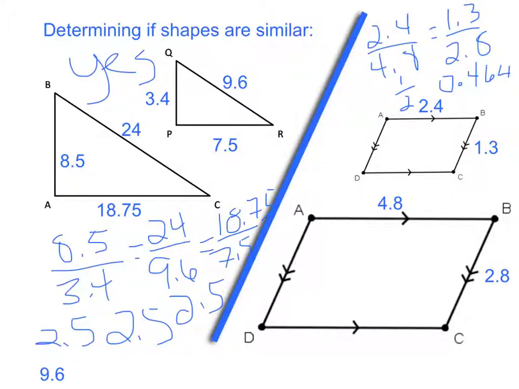When we create the proportion of our corresponding sides, we get 2.4 over 4.8 is equal to 1.3 over 2.8. When we reduce our fractions, we get 1/2 and 0.464. 1/2 is not equal to 0.464. Therefore, our shapes are not similar.